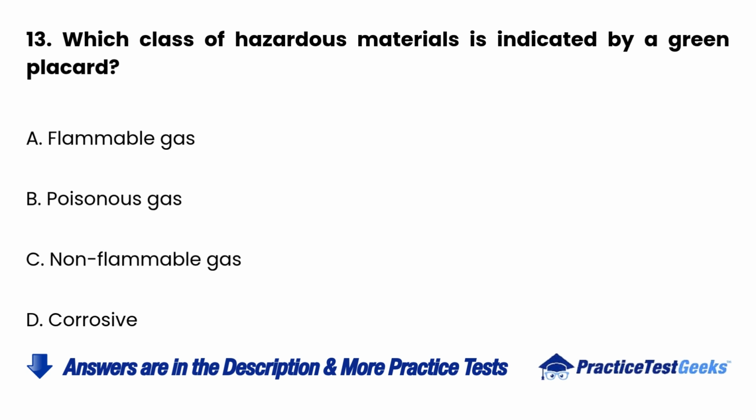13. Which class of hazardous materials is indicated by a green placard? A. Flammable gas. B. Poisonous gas. C. Non-flammable gas. D. Corrosive.